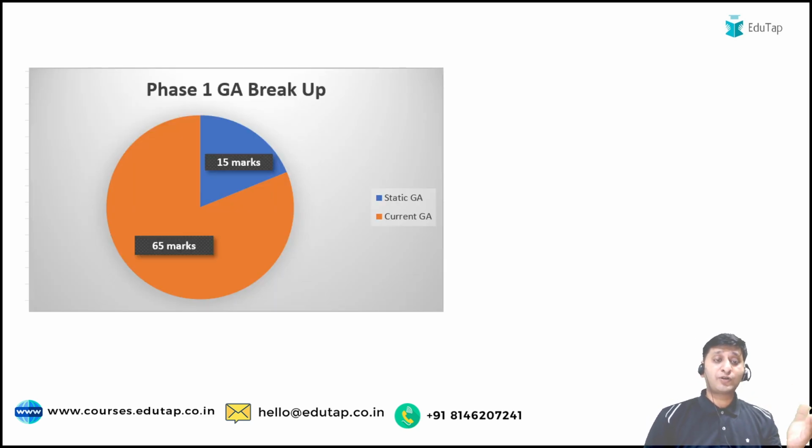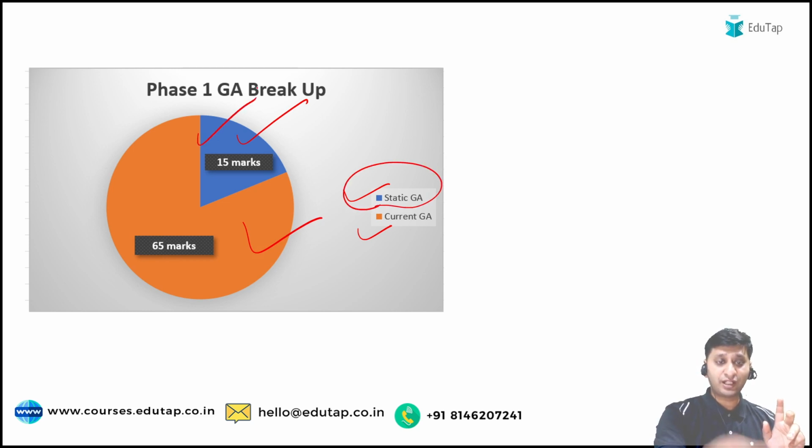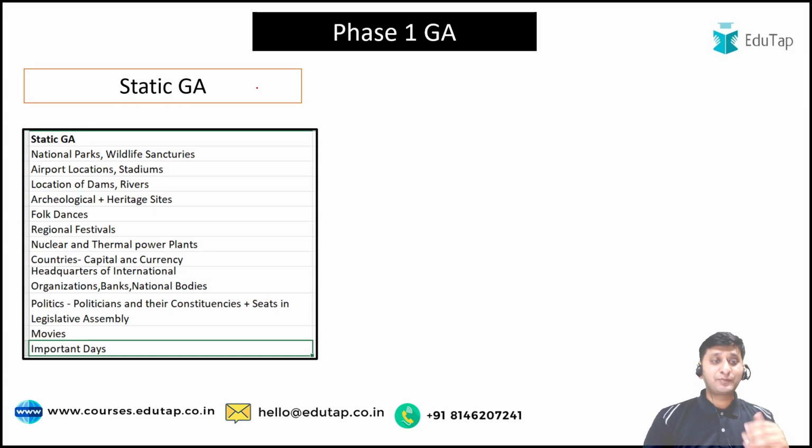Then if I talk about the Phase 1 GA breakup, the breakup between static and current affairs is 15 marks and 65 marks. If I talk about the static GA, that is these 15 marks. In static GA, what do they ask?